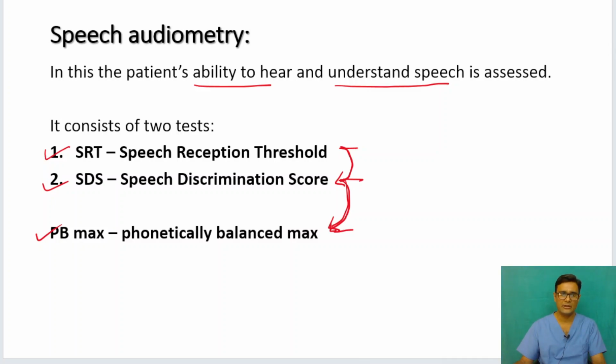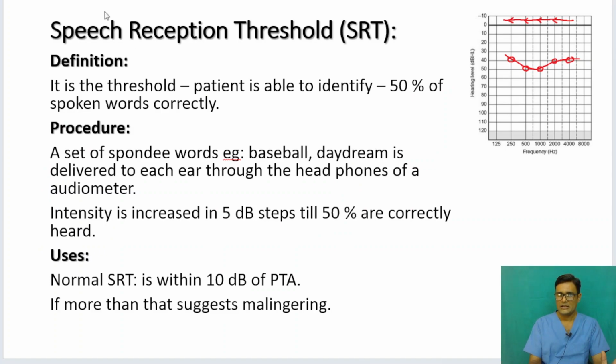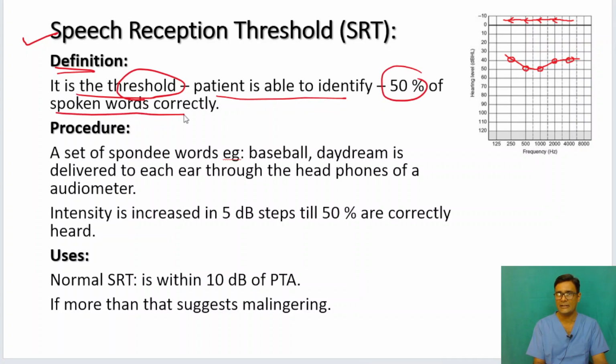So let us now enter into the topic. What is speech reception threshold? What is the definition? It is the threshold. Threshold means, as I said, it is the intensity at which the patient is able to identify 50% of the spoken words correctly. The entire speech audiometry, as I said, is the patient's ability to hear and understand speech. A common problem that we keep seeing in our clinic is the patient says I can hear but I can't understand. Characteristic of presbycusis, which is a cochlear, sometimes retrocochlear kind of hearing loss.